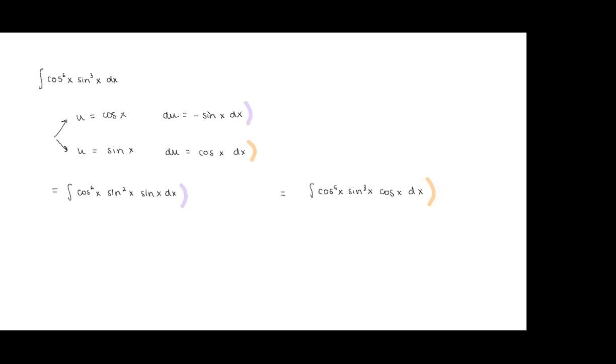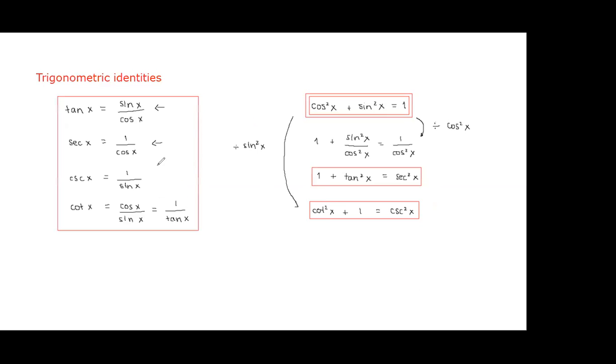Okay, let's see what we have on the previous page. We have cosine squared of x plus sine squared of x, 1 plus tangent squared, cotangent squared plus 1.